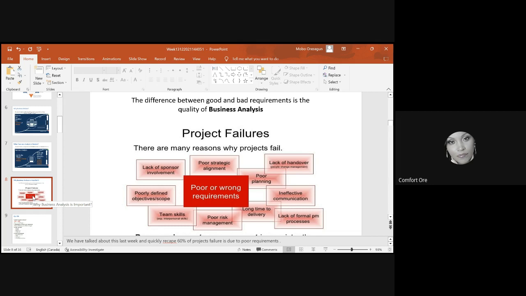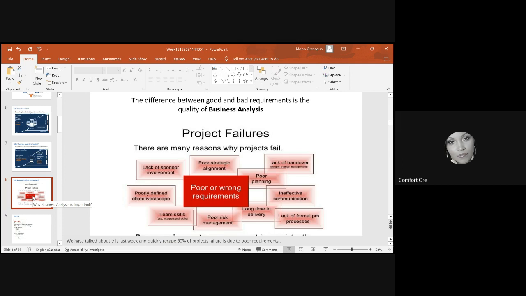So most likely that project will fail if we don't have adequate information, if we're not speaking to the right people, the right stakeholders, if there is ineffective communication, like what we said, so if you're not asking the right questions, if there's a lack of handover, so maybe one BA was handling, or maybe somebody else was handling the process initially, and you don't have full documentation, you don't have full handover from the person, most likely you'll miss vital information, and that will translate to a project failure.